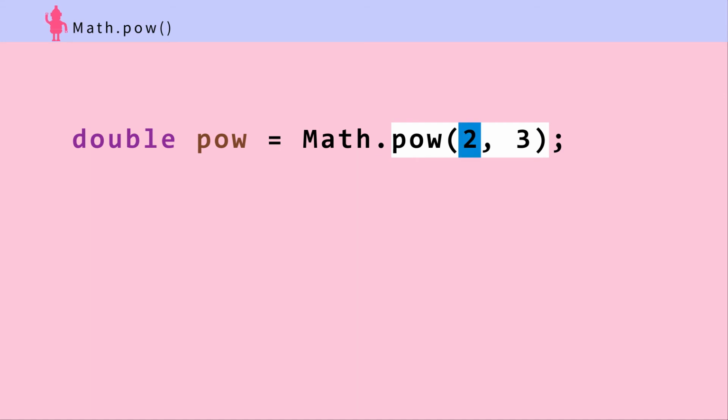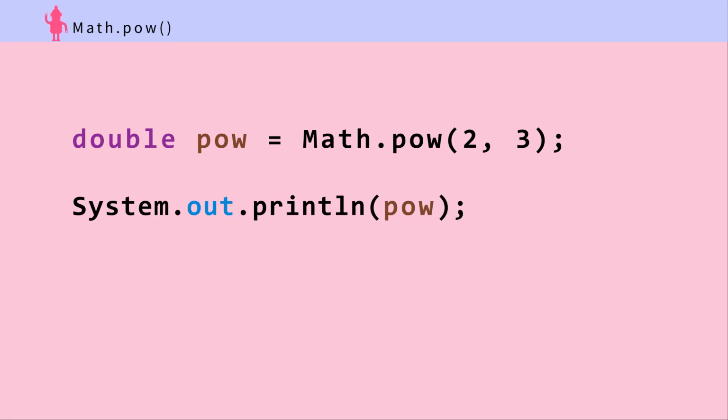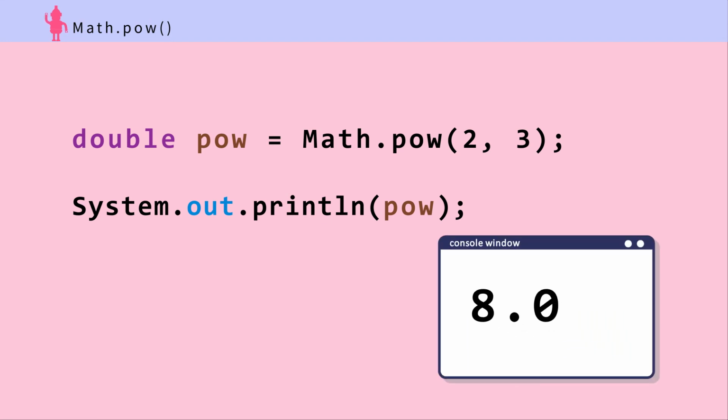The pow method gives a base raised to a power. Plug in base and power as the method parameters and print it. What is the result from running this code segment? Math.pow always returns a double. 2 to the power of 3 is 8.0.